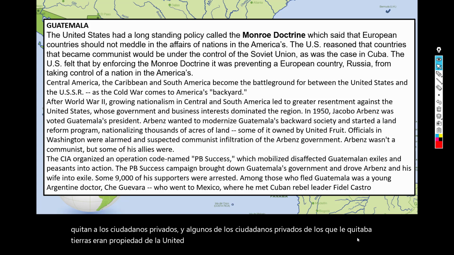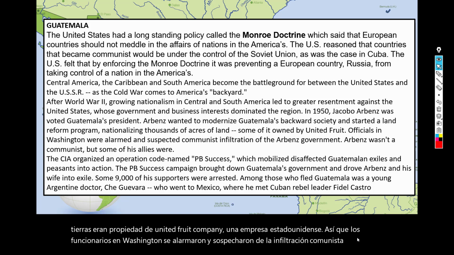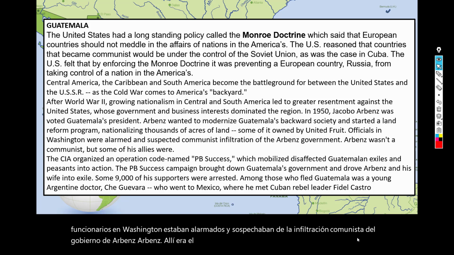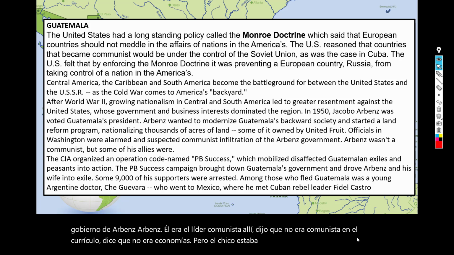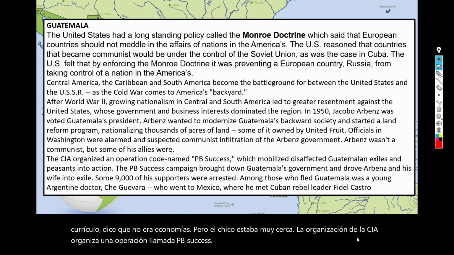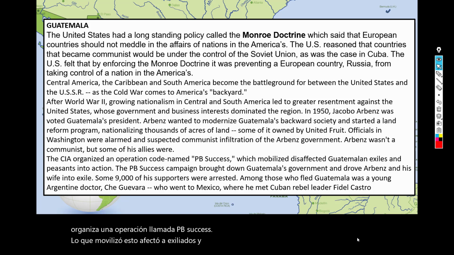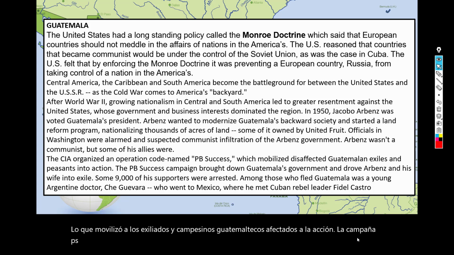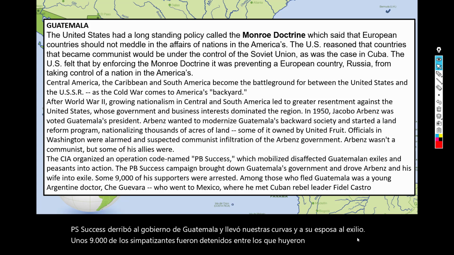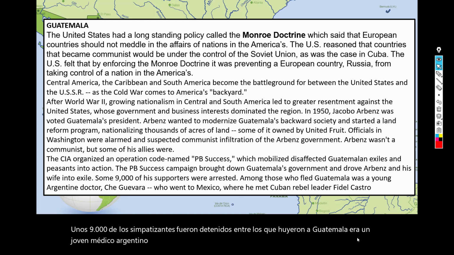So officials in Washington were alarmed and suspected communist infiltration of the Arbenz government. Arbenz, he was the communist leader there. He said he wasn't a communist, and the curriculum says he wasn't a communist, but boy, he was pretty close to it. The CIA organized an operation called PB Success, which mobilized disaffected Guatemalan exiles and peasants into action. The PB Success campaign brought down Guatemala's government and drove Arbenz and his wife into exile. Some 9,000 of his supporters were arrested. Among those who fled Guatemala was a young Argentine doctor named Che Guevara, who went to Mexico, where he met Cuban rebel leader Fidel Castro.